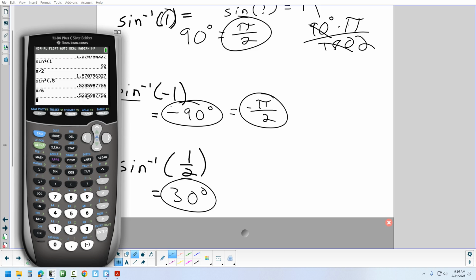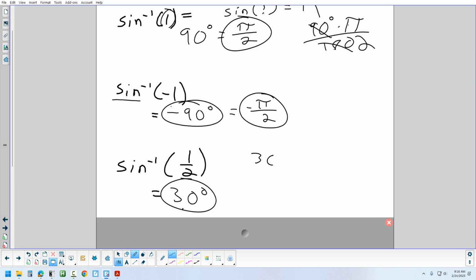I could have taken 30 degrees, multiplied by pi over 180. 30 goes into itself once. And how many times does 30 go into 180? 6. That's how I knew it was pi over 6. So anytime you need an exact answer, do it in degrees first, if you need to use the calculator.